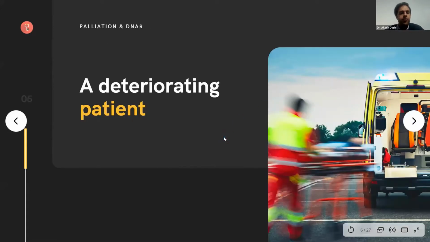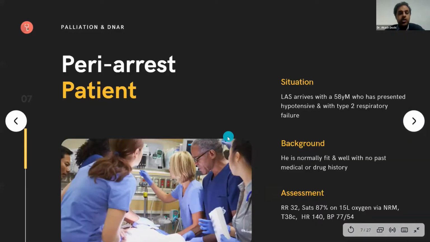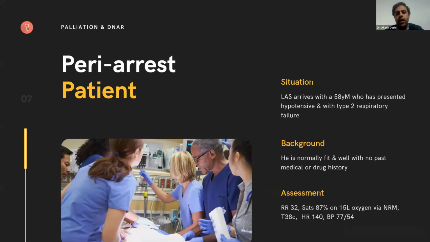And the way that I'm going to frame it is, as always, looking at a patient journey and a patient story. So you've got a patient who's deteriorating, a peri-arrest patient. The London Ambulance Service has arrived with a 58-year-old male who's presented hypotensive with type 2 respiratory failure. This guy's normally fit and well with no past medical history or drug history. And on assessment, you find that things are not good.